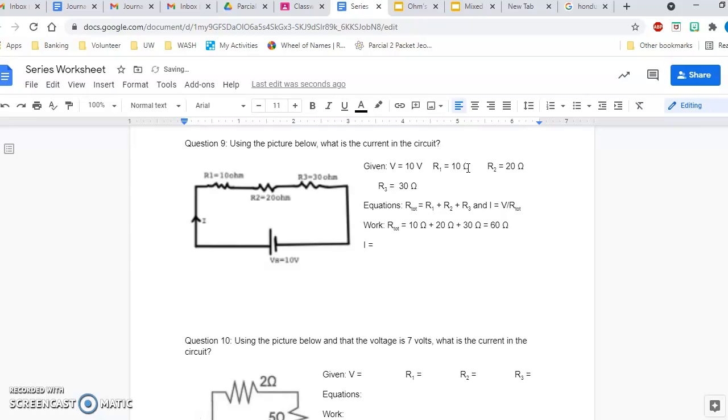So the next step we need to do to find our current is solve for I. I stands for our current, and is equal to our V divided by R total. So our V is 10 volts, and we're going to divide it by this answer that we just got, which was 60 ohms.